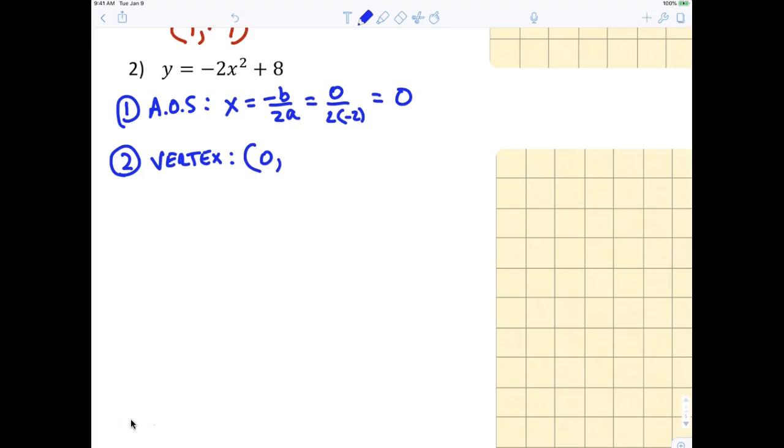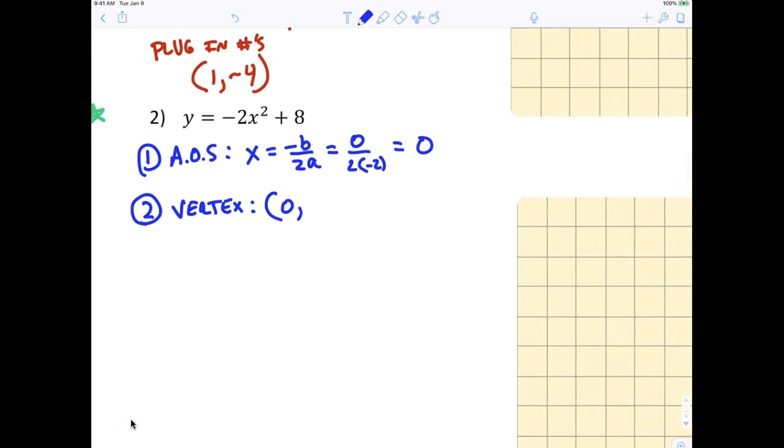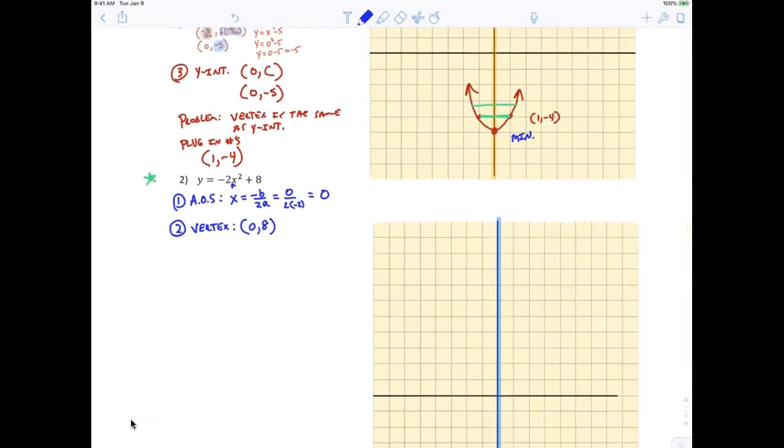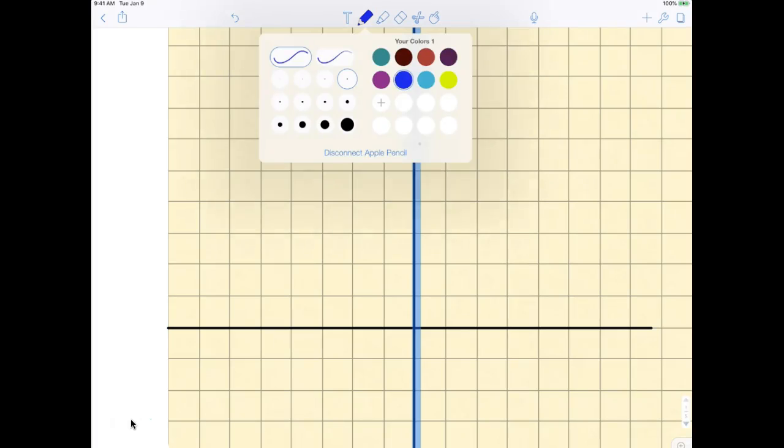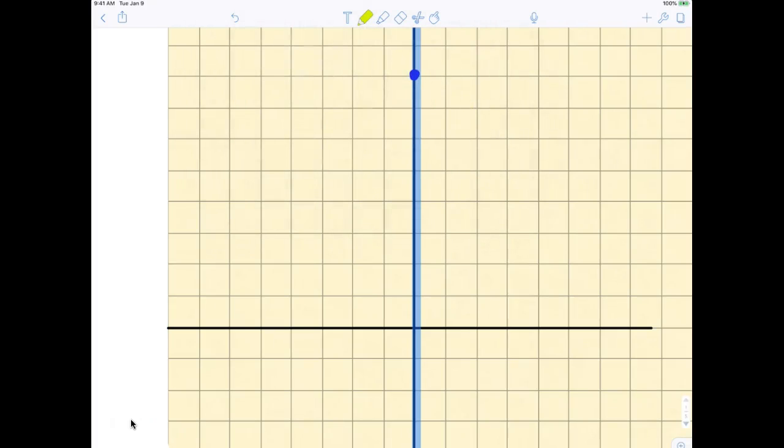Because you plugged 0 in for x: 0 squared is 0, times negative 2 is 0, 0 plus 8. You with me? I'm plugging 0 in for x, so my vertex is 0, 8. So now let's go ahead and graph 0, 8. 1, 2, 3, 4, 5, 6, 7, 8. So here we go. Did everybody see how 0, 8 is there?